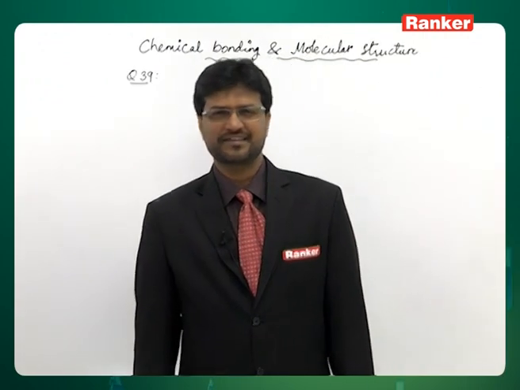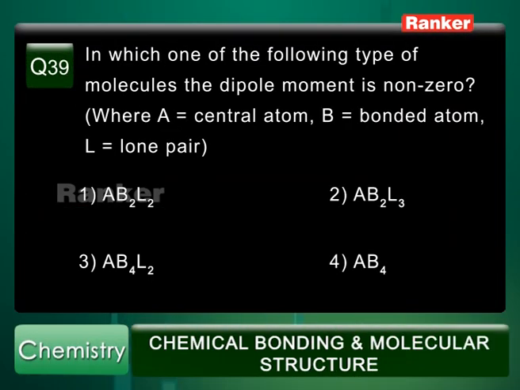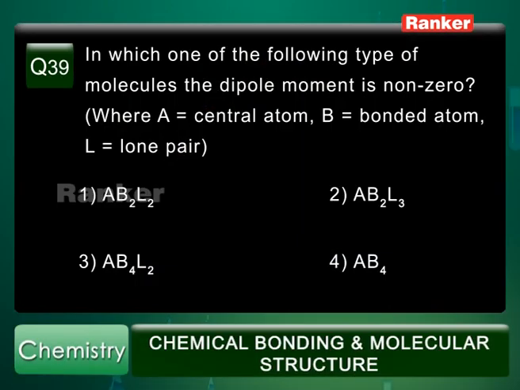Question number 39. In which one of the following types of molecules is the dipole moment non-zero? In other words, the question is regarding polarity of the molecule: which is polar and which is non-polar. We have to find out. Here A represents the central atom and B represents the surrounding or bonded atom. L represents a lone pair on the central atom. Look at the options. Option 1 is AB2L2.